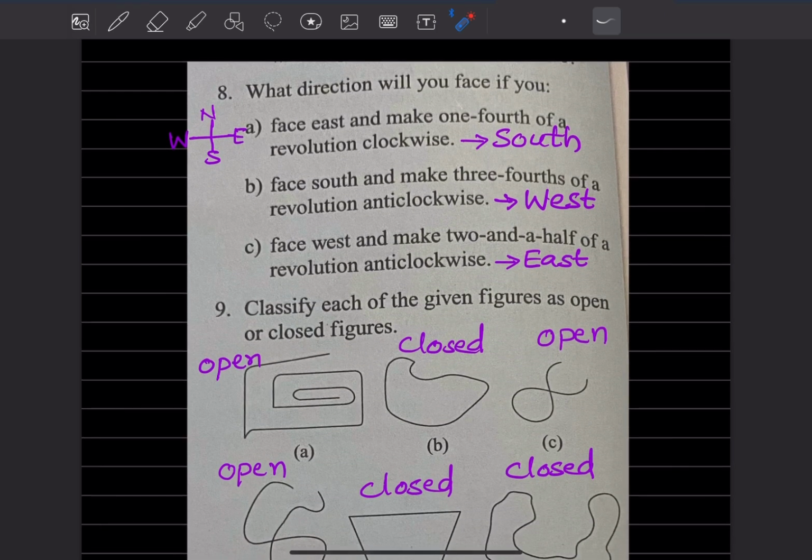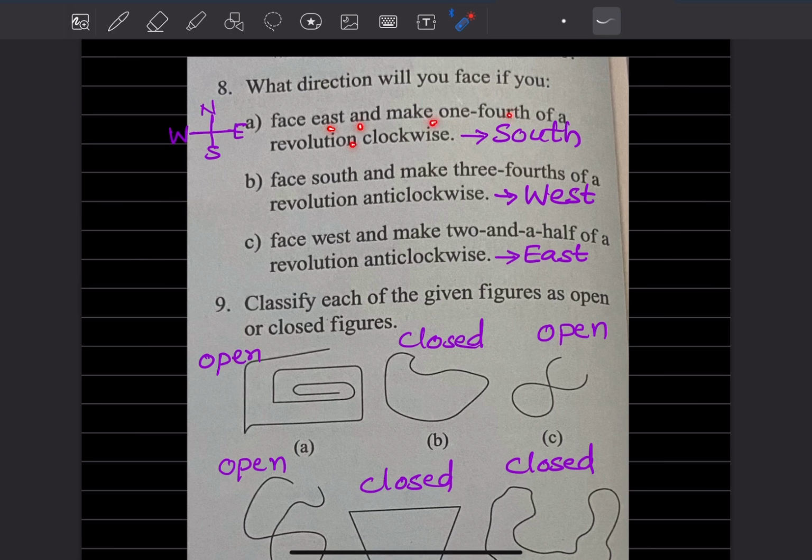What direction will you face if you face east and make 1/4 of a revolution clockwise? Now here, these are the directions north, south given over here. You're facing east, and if you make 1/4 of a revolution clockwise, clockwise means it goes like this. So 1/4 means this part is 1/4 and you're going this way. Which direction are you going to face? That is going to be south, because it is given here clockwise. Clockwise means always it is going this way. So you're starting from east and going clockwise, 1/4 revolution, so that is going to be south.